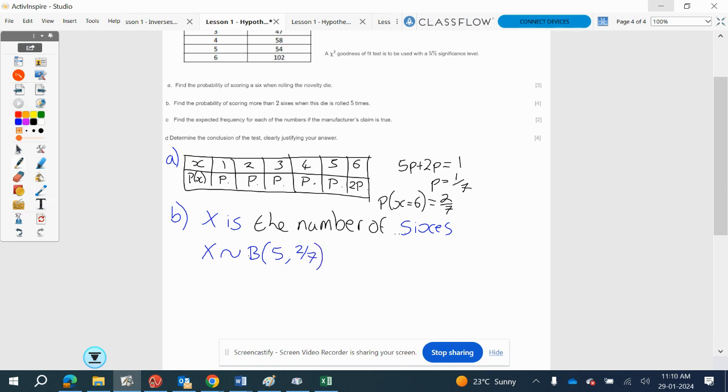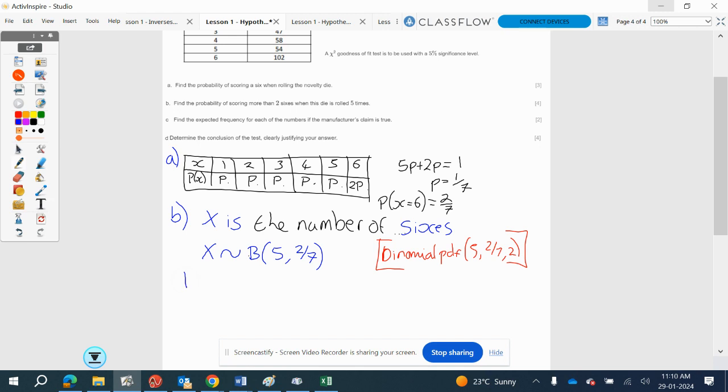You will get it wrong if you say, binomial PDF bracket 5, 2 over 7, 2. This will be marked wrong on your mock this time. I'm not marking this correct. Your method is written here.